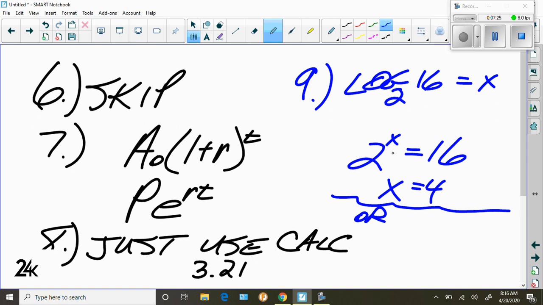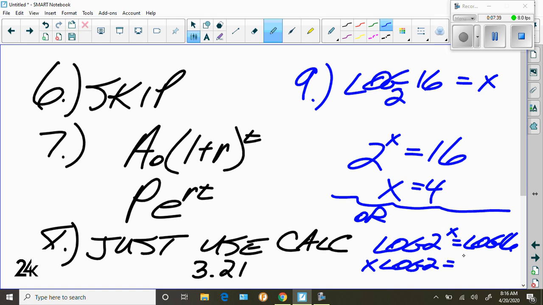You could have put log 2 to the x equals log 16. And then it would be x log 2 equals log 16. Handwriting's looking sweet. And then it would be x equals log 16 divided by log 2. Okay, so there's a couple ways to do number 9. All 3 answers are nice answers for number 9.